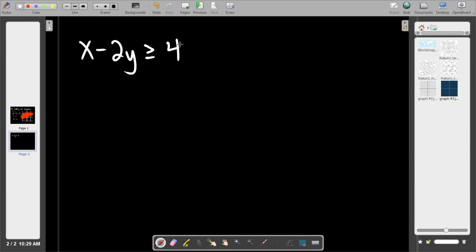Why is this one different than the last one? Because y isn't by itself. Y isn't by itself, so we have work to do. So what's the first thing we would do to get y by itself? Divide by 2, both sides. No, you should not be dividing this early in a problem.